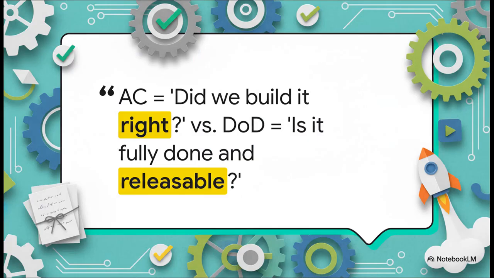So if you remember nothing else, remember this right here. AC asks, did we build the feature right, according to its own unique requirements? The DoD asks, is the work fully done according to our team's quality standards? Is it tested, documented, and ready to go? Two different questions, two different purposes.